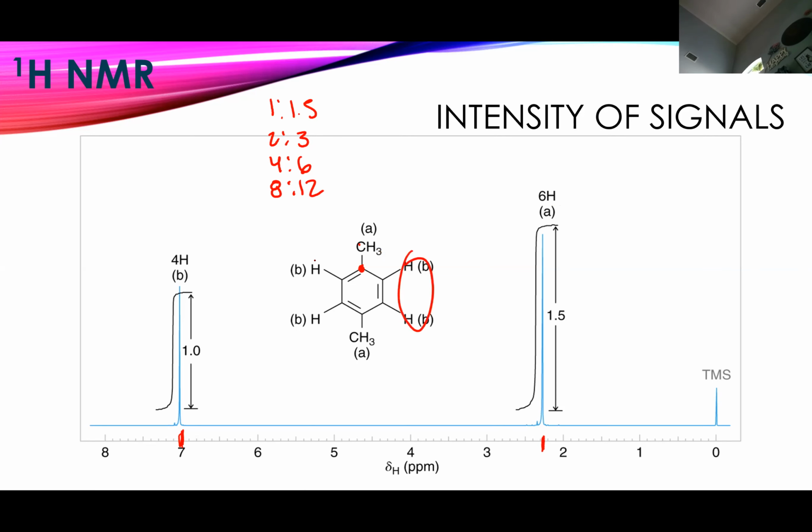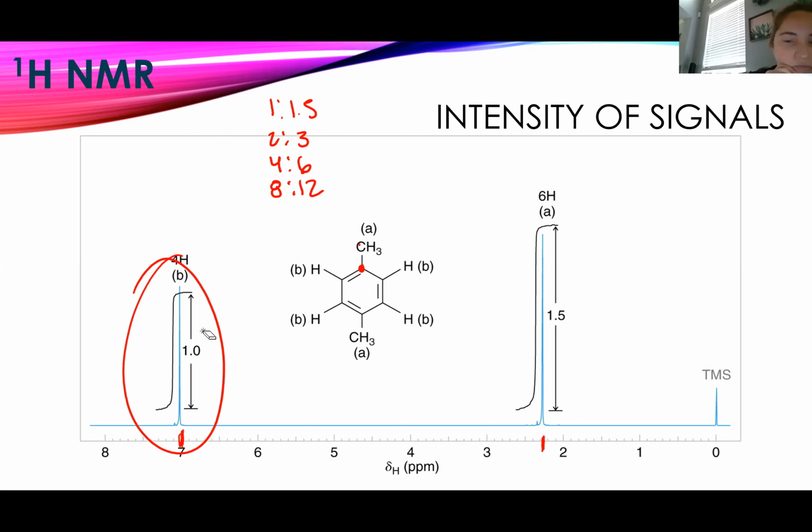Now, they do have each other as neighbors, but something we didn't really talk about is that you cannot split yourself. So this hydrogen is equivalent to this one. They are not going to split each other's signal. They're going to share a signal. You can only be split by a proton that is different. So even though they have neighbors, the neighboring carbon that is not identical has 0 hydrogens on it. So that's why this peak is not split either.